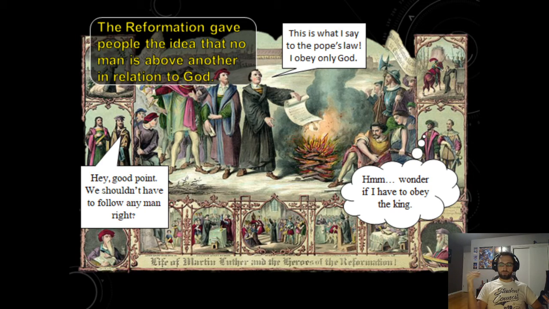So the Reformation gave people this idea that no man is above another man in relation to God. They didn't want to listen to the Pope. They were like, we're all people and we're all equal under God. We shouldn't have to answer to one person who is the person who communicates with God. That's not something we should have to do. All men are equal under God. So we shouldn't have to report to one person.